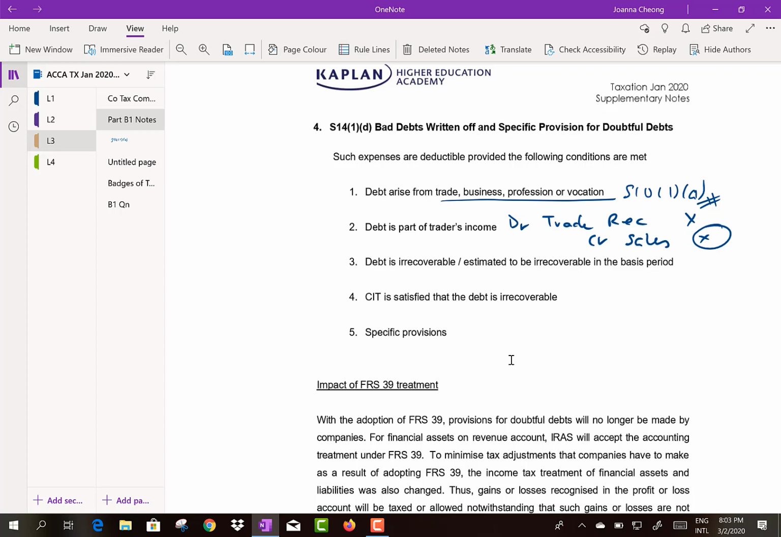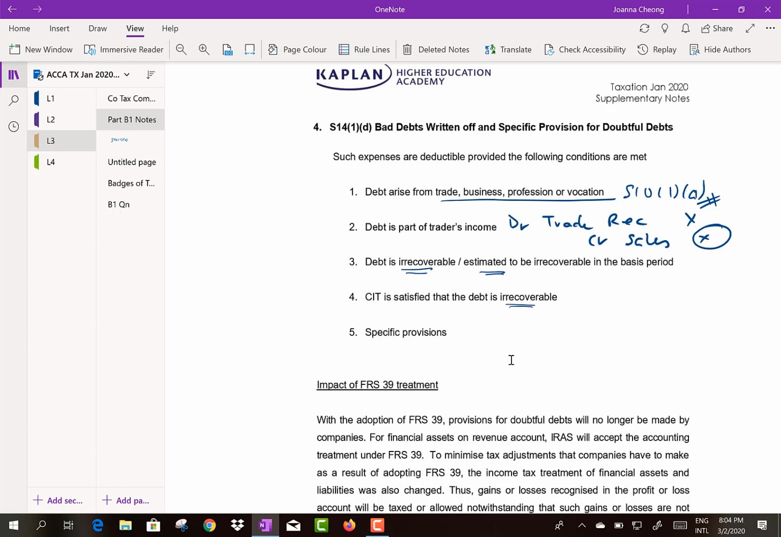And the debt is irrecoverable or estimated to be irrecoverable in a basis period. Irrecoverable, that means you cannot get back already. You want to write off. Estimated means you want to make a provision. Okay? Controller, CIT means controller of income tax. You will see in the earlier section. Is satisfied that the debt is irrecoverable.